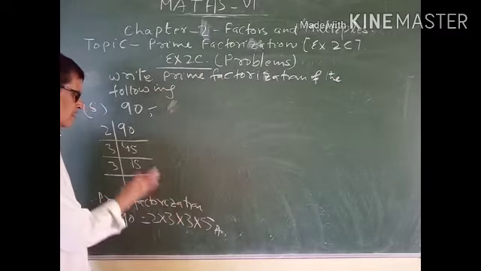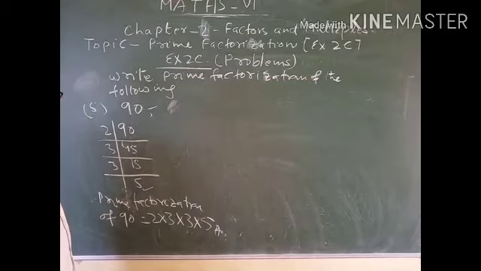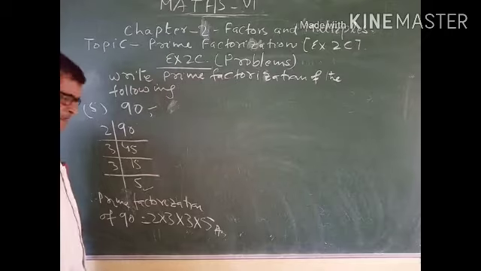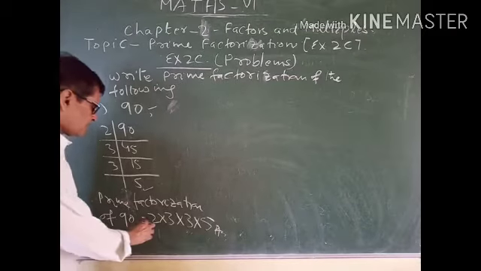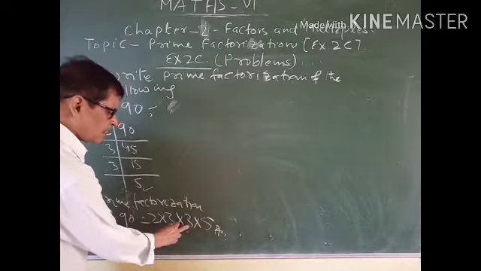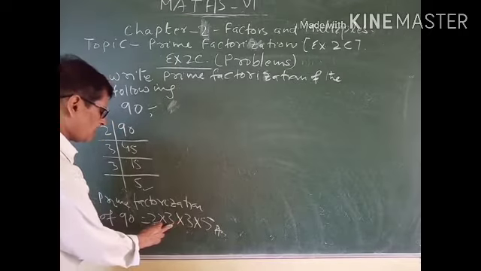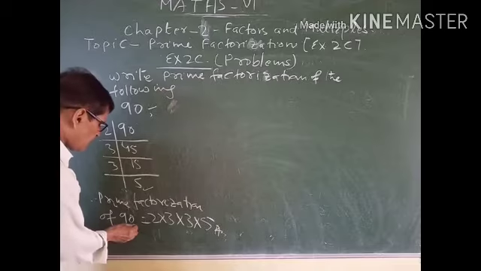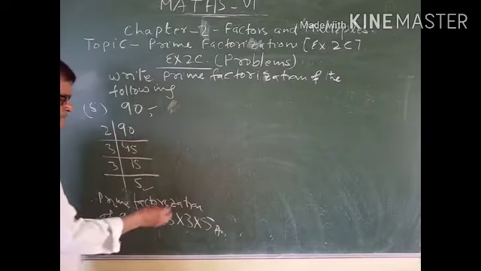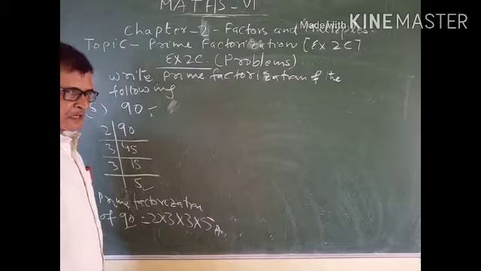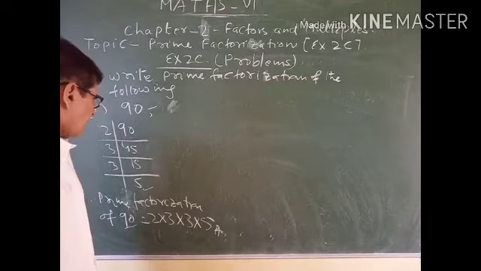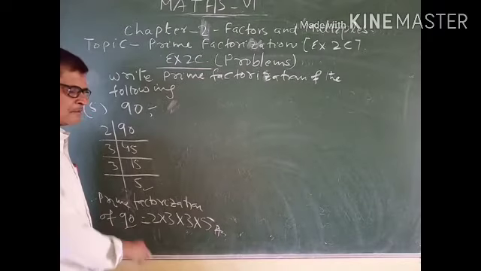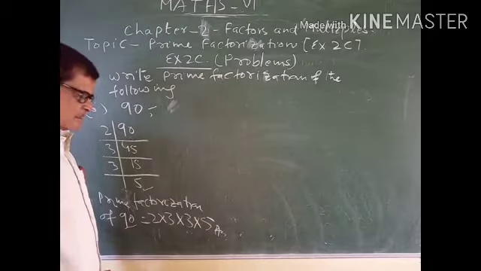To check your answer, multiply these. 5 threes are 15, 15 threes are 45, 45 twos are 90. If you multiply all the factors involved in prime factorization, you get the number. So this is a check.